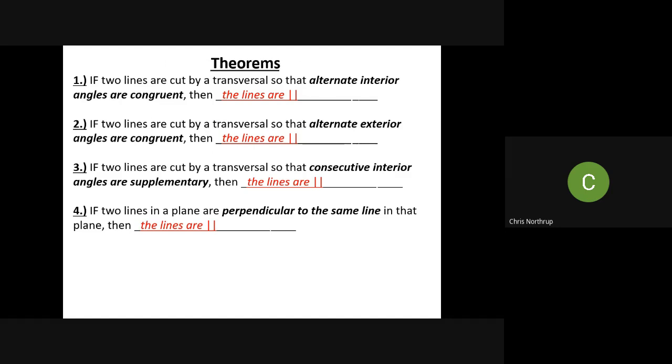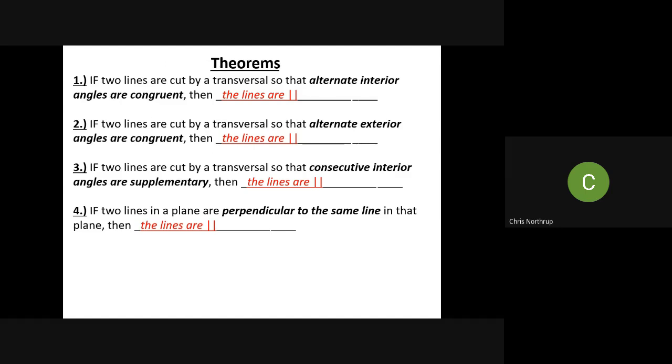The only one that's a little bit different is number 4 there. If two lines in a plane are perpendicular to the same line, then the lines are parallel. This is really a direct result of any one of those previous theorems or postulates, and we'll talk more about that in class. This really just shows that your alternate interior angles are congruent or that your consecutive interior are supplementary. You can pick any one, and number 4 will be a direct result of any of those.